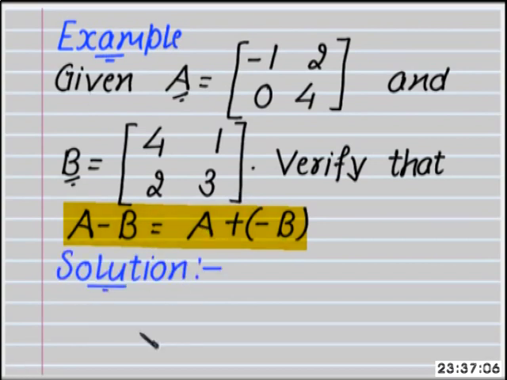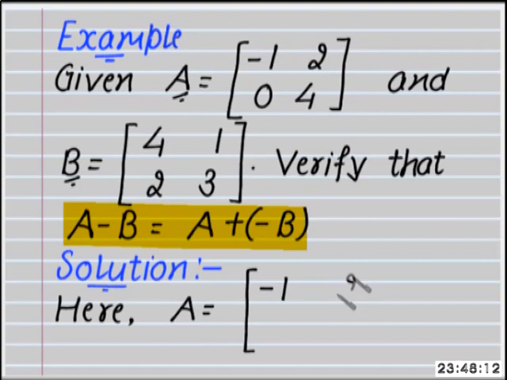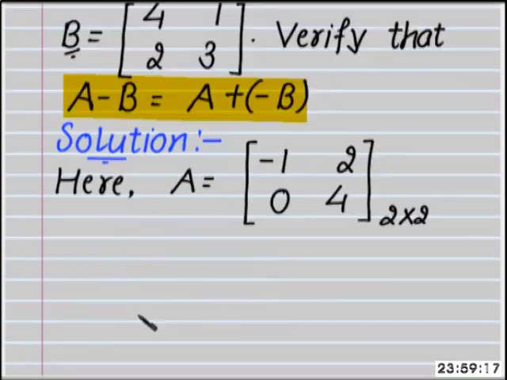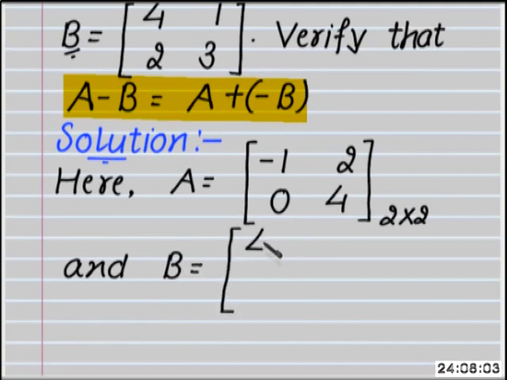Now its solution. Here matrix A is square matrix having first row elements as -1 and 2, second row elements as 0 and 4, which is of order 2. And matrix B, also a square matrix having first row elements as 4 and 1, second row elements as 2 and 3, and it is of order 2.